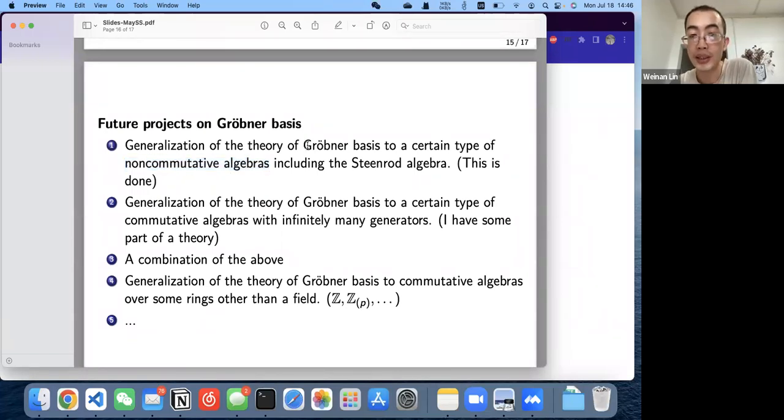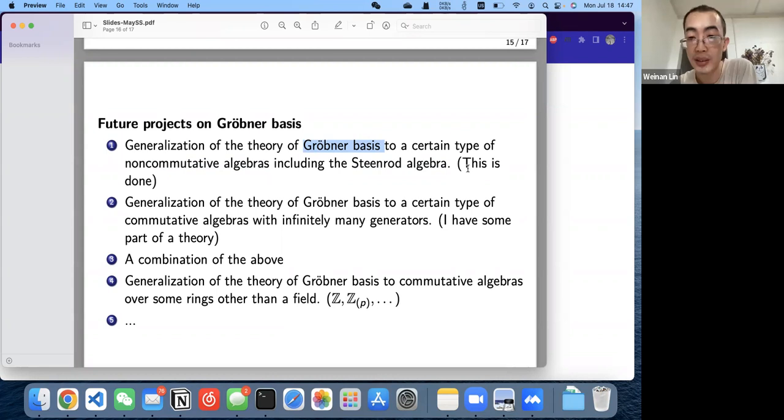We know that the Gröbner basis works very well in computational commutative algebra, or some people call it computational algebraic geometry. They only deal with commutative algebras, but in algebraic topology, there are many important algebras which are not commutative, for example, the Steenrod algebra. And I want to apply the Gröbner basis to that, and therefore I need a certain generalization.